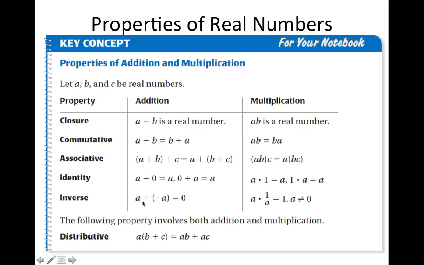Inverse is easy, because if you have A, the opposite of a positive A would be a negative A. And for multiplication, it's like dividing by A. And the distributive property you should know: if you have a number or anything outside of your parentheses, you need to distribute to every single term inside your parentheses.